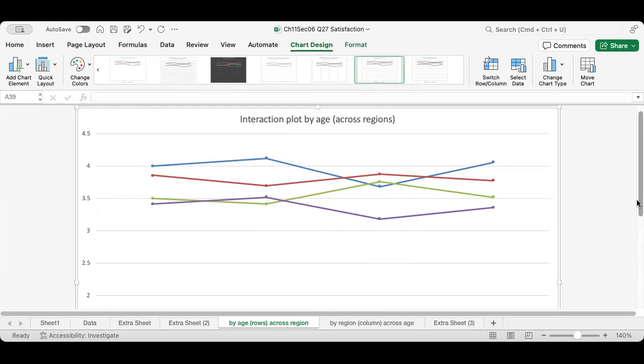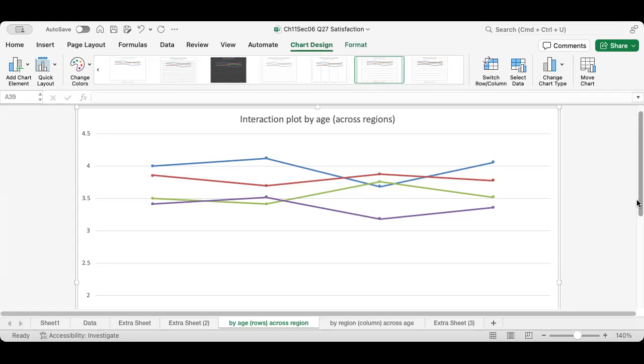But they're clearly separated. That bright blue line is always above that purple line. There's no interaction between them. The senior opinion of this shampoo is always lower than the youth. Age has a clear effect.